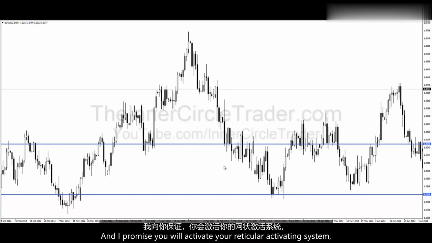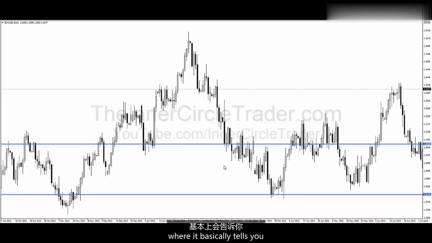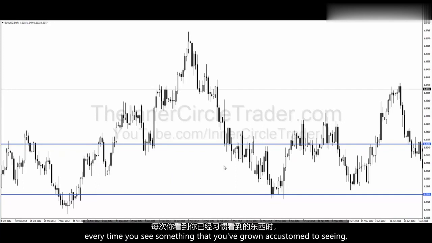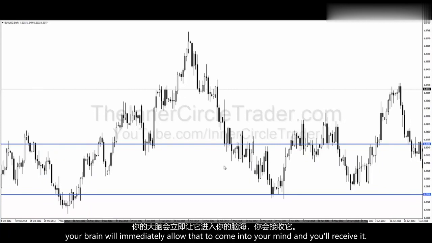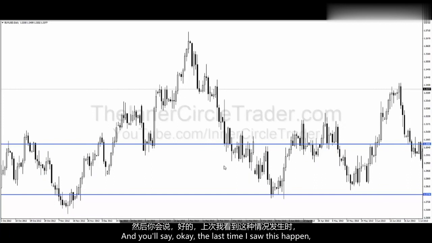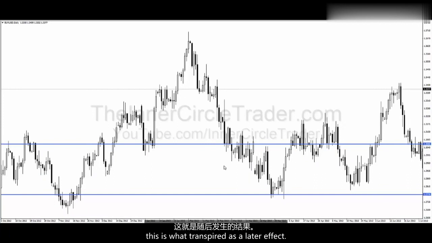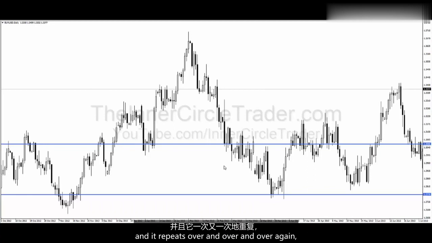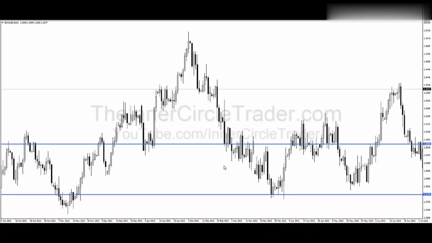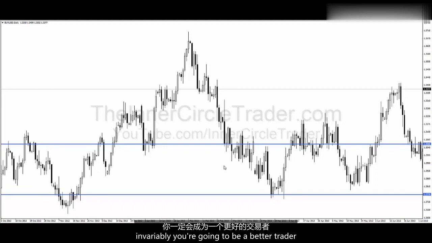You want to be studying what price has done in the past, why it's behaved that way, and I promise you will activate your reticular activating system, where it basically tells you every time you see something that you've grown accustomed to seeing, your brain will immediately allow that to come into your mind, and you'll say, okay, the last time I saw this happen, this is what transpired as a later effect. If you don't first train your mind to see what it is that price has done in the past, and it repeats over and over and over again, invariably you're going to be a better trader because of it.